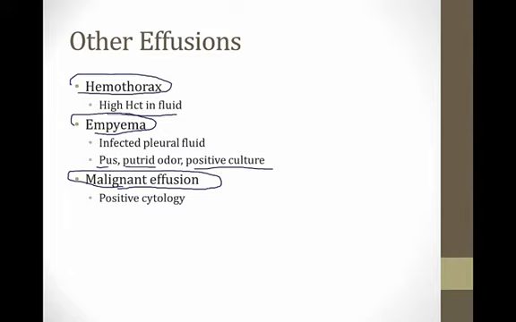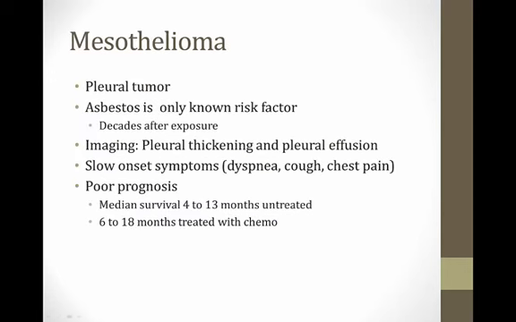So these are usually exudative, like I said before, but when you send them to the lab, they'll find cancer cells inside the effusion. The last topic I'll mention in this module is a mesothelioma. This is a very rare tumor of pleural origin. Recall that mesothelial cells are what line the pleura. This is commonly associated with asbestos exposure. Asbestos is the only known risk factor for mesothelioma, and patients who were exposed to asbestos, usually from working in shipyards, can develop mesothelioma decades after their exposure.